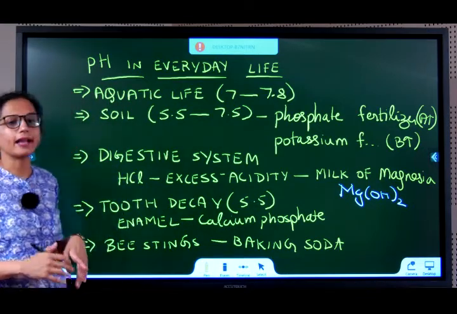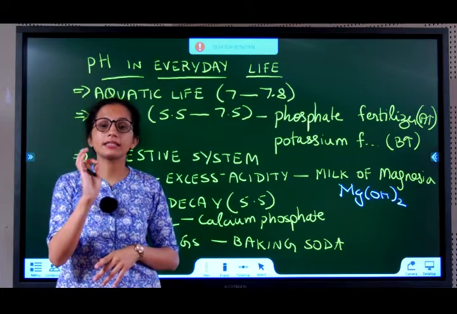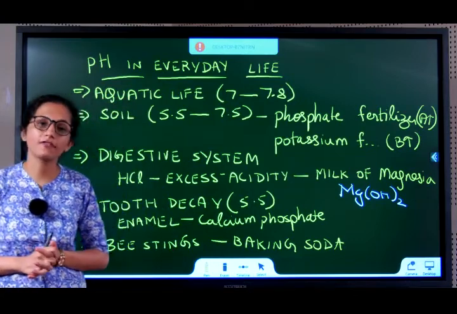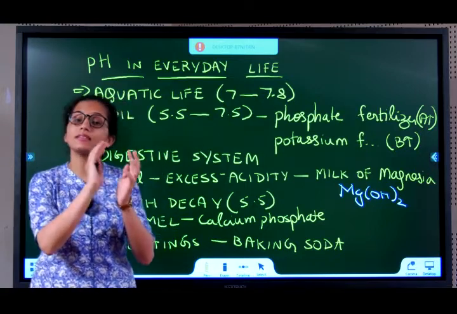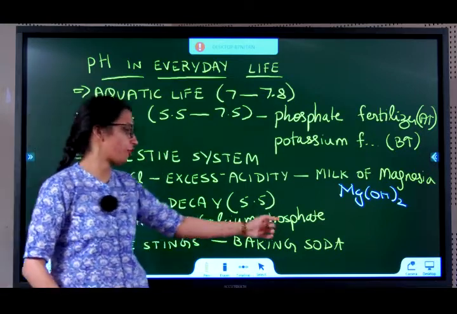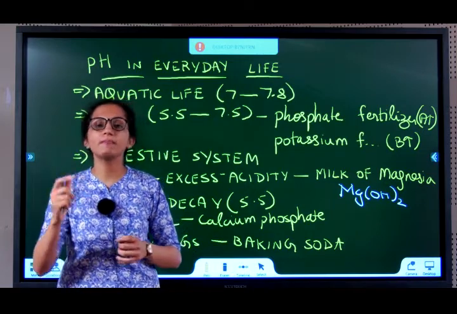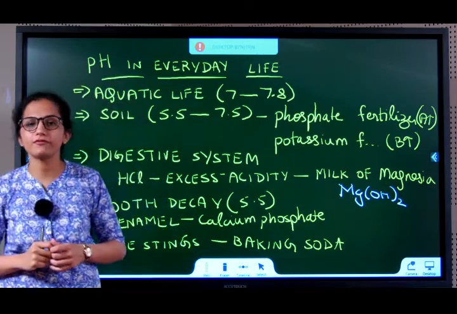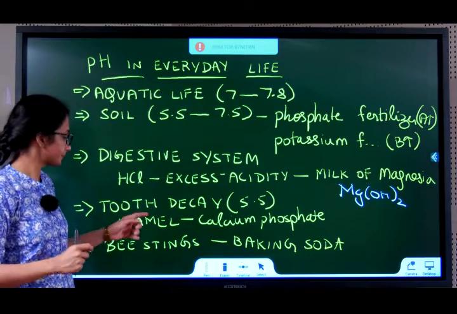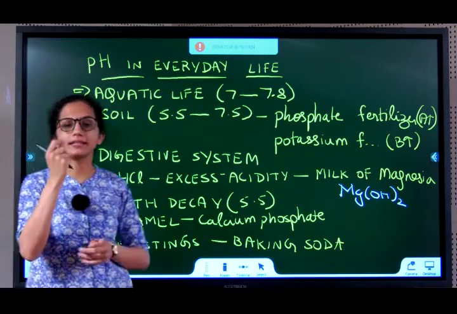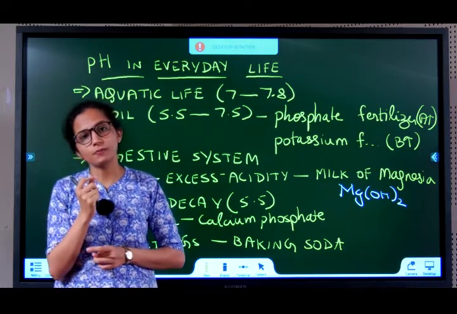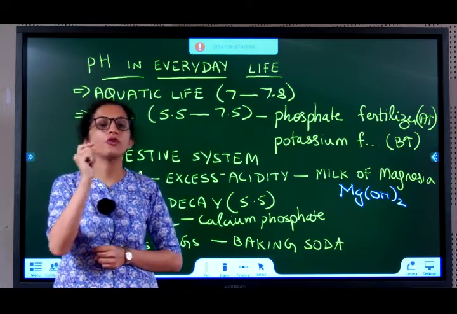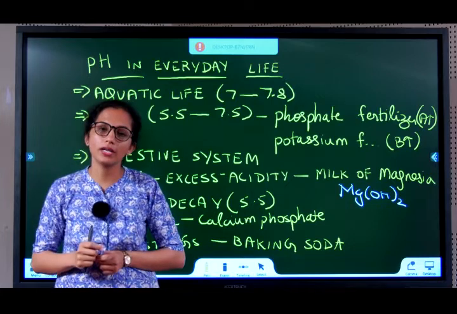Tooth decay. The pH of our mouth is approximately 5.5. Our teeth are covered with enamel. This is nothing but calcium phosphate. Calcium phosphate begins to corrode below 5.5. So what happens? Suppose there are food particles. Why do they say brush your teeth twice a day? When you eat, and let's say there are a few food particles stuck between your teeth, what happens?